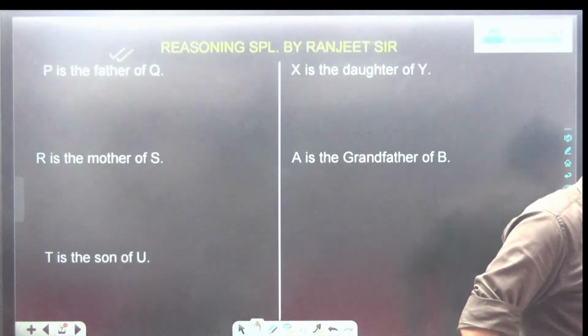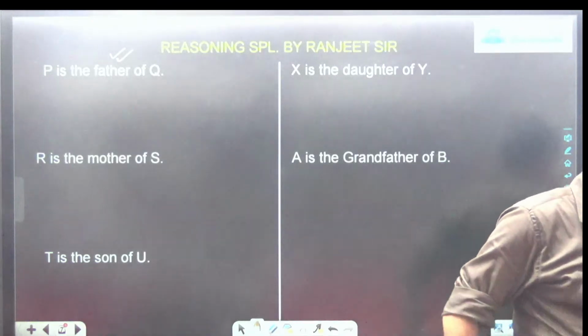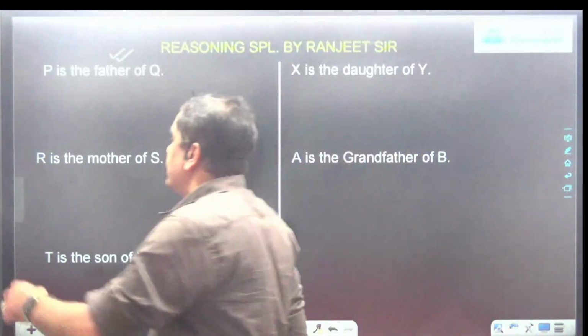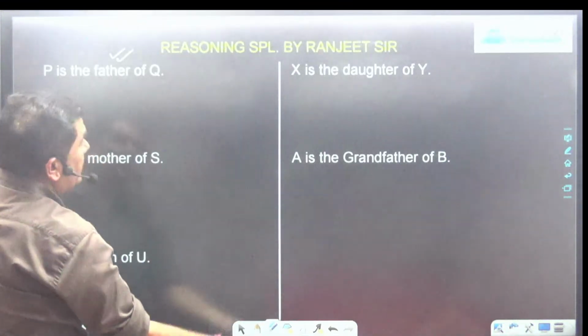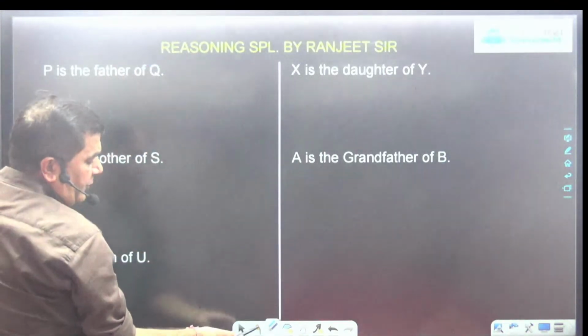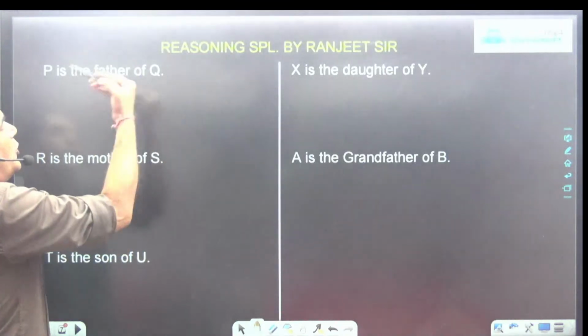Clear? Okay, let's take the first one. In the first statement, they are saying P is the father of Q. Suppose they have given P is the father of Q. So please tell me, out of P and Q, who will be the father?